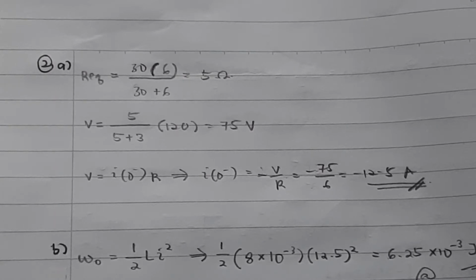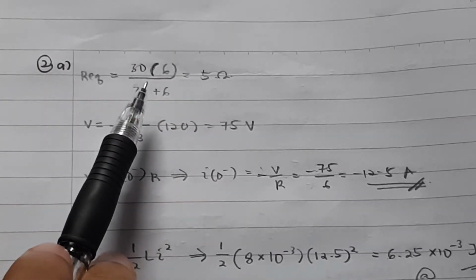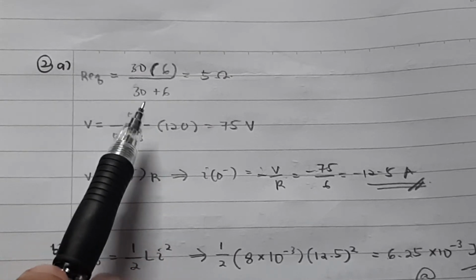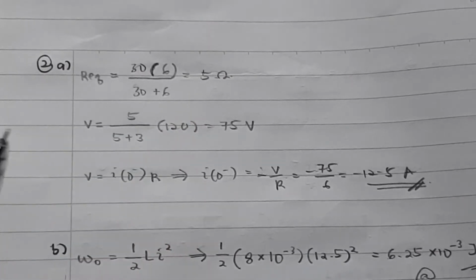is equal to R1 R2 over R1 plus R2. So we can get here 30 times 6 over 30 plus 6. So we can get 5 ohm.